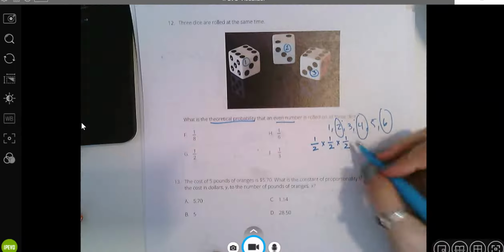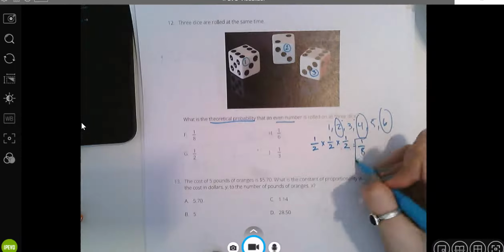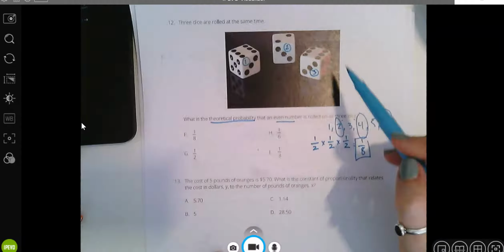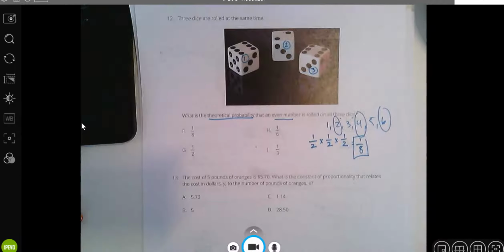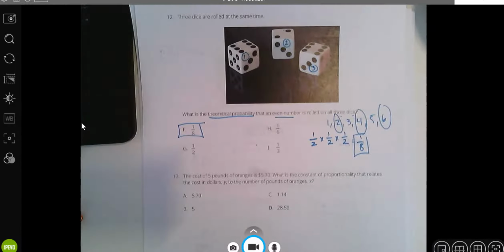1 times 1 times 1 is 1. 2 times 2 is 4 times 2 is 8. The probability that all 3 of these will land on even numbers, like in the picture, 6, 2, 6, even numbers, is 1 out of 8 rolls that will happen.